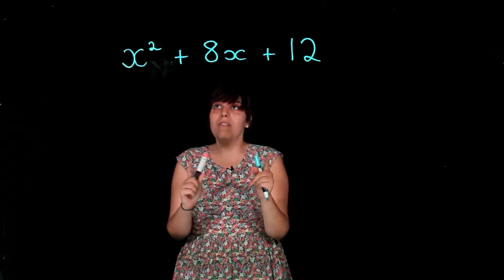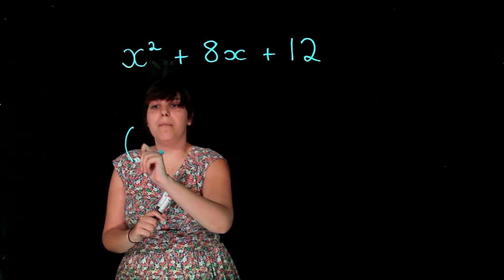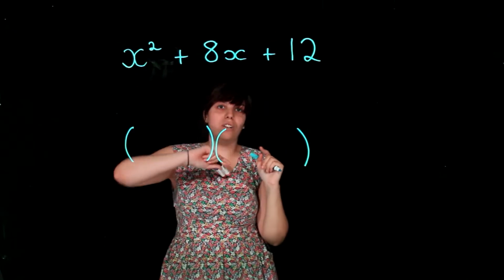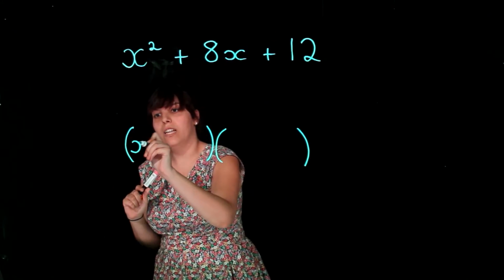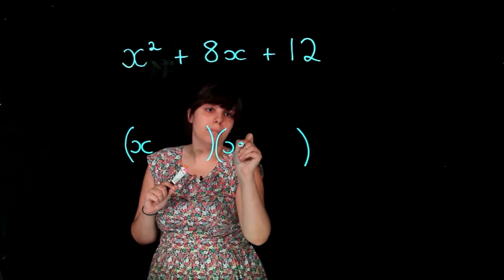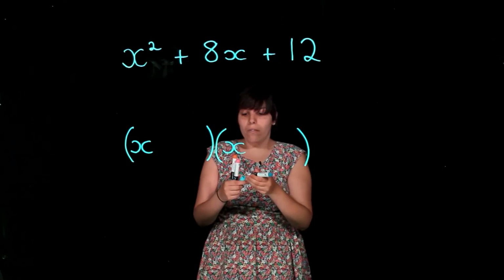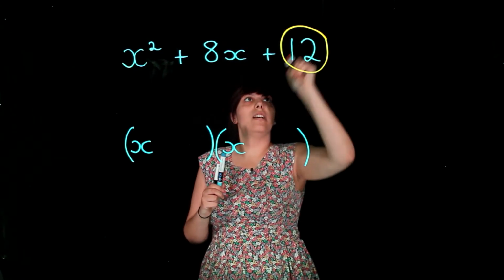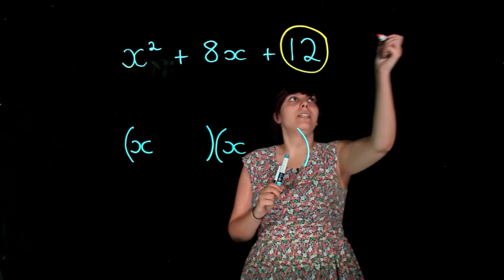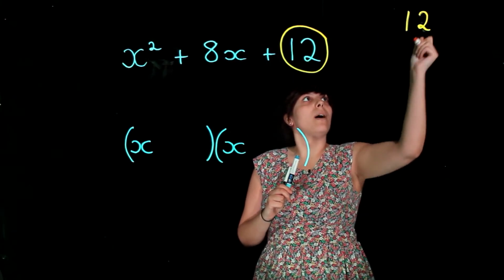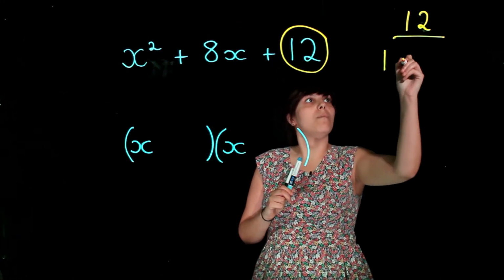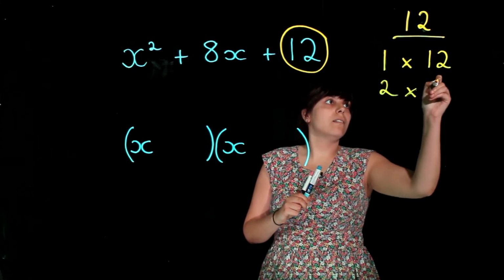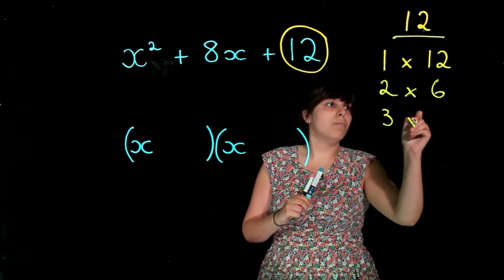So, when we factorise a quadratic, we need to get 2 brackets at the bottom. And because the coefficient of x squared is 1, we're going to start each bracket with x. Now, the first thing we need to do is take our constant, which is 12, and find factors of 12. So, we've got 1 times 12, 2 times 6, and 3 times 4.